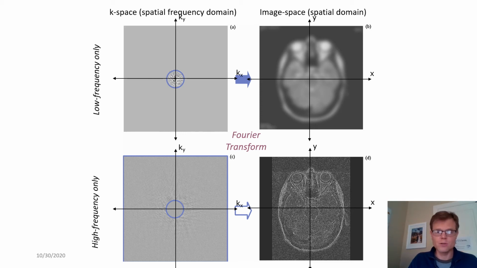Versus if we exclude the center, so the low spatial frequency, and only include the high spatial frequency, then we see this fantastic image of the edges, which are represented by these high spatial frequencies, but we also see it's much noisier, and we don't see these more slowly varying contrast features that are also extremely important.